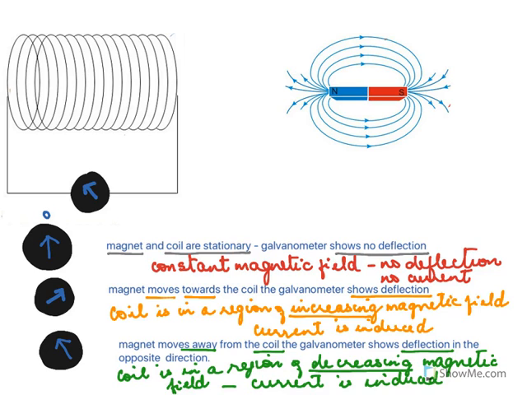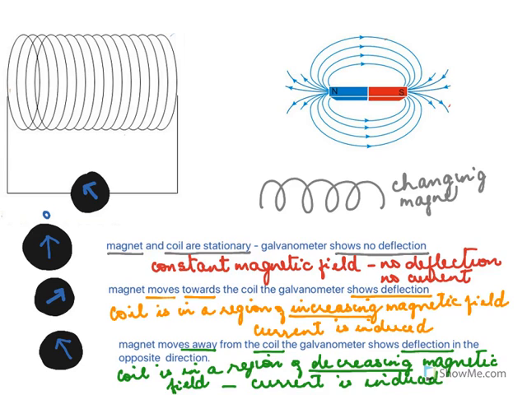So what do we learn in this experiment? The minute a coil, any coil, is in the vicinity of a changing magnetic field, either an increasing magnetic field or a decreasing magnetic field, it is in a changing magnetic field. Immediately, current will be induced in that coil. Current is induced.